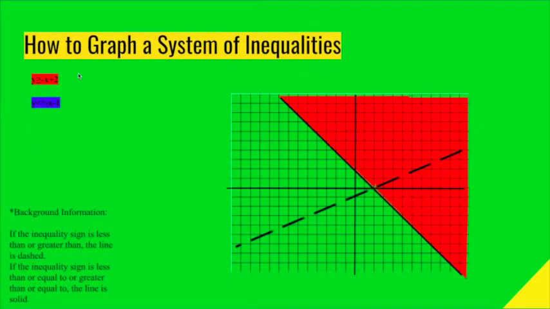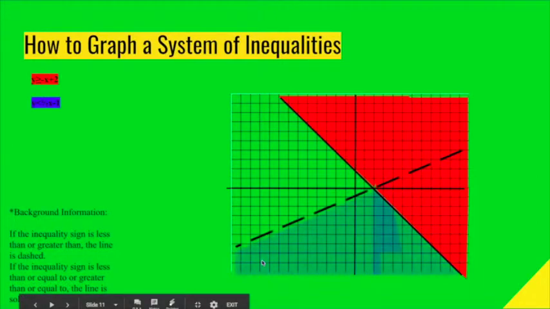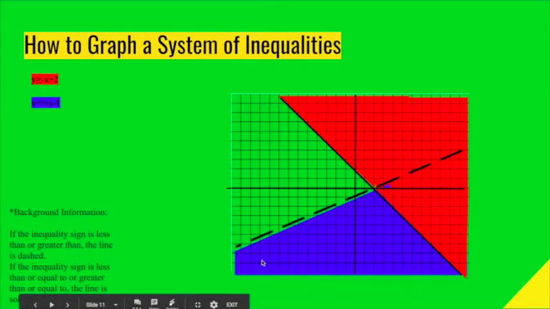So since it's greater than, we're going to color this side, and then since the second equation is less than, we're going to color this side here at the bottom. Then they both overlap here at this right triangle, so that is our answer.